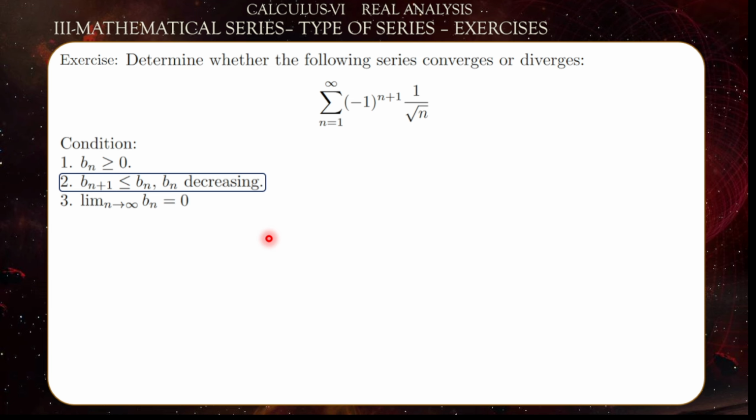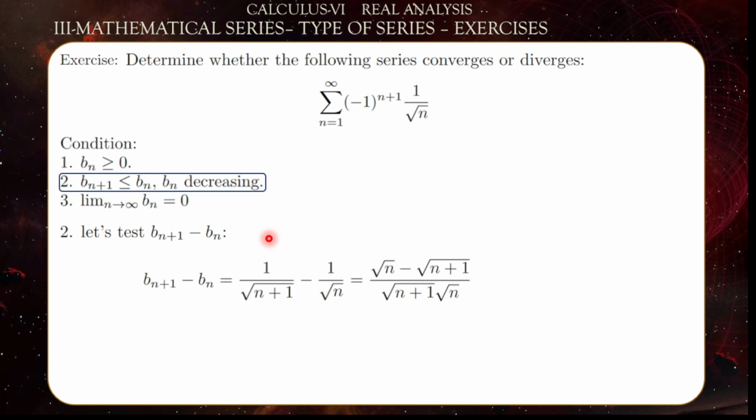It is decaying. Okay, so let's check this one. Let's test Bn plus 1 minus Bn to check the monotonicity, whether it is decreasing or increasing. Bn plus 1 minus Bn is equal to 1 divided by square root of n plus 1, so you simply replace n by n plus 1, minus 1 divided by square root of n, equal to square root of n minus square root of n plus 1 divided by square root of n plus 1 multiplied by square root of n.